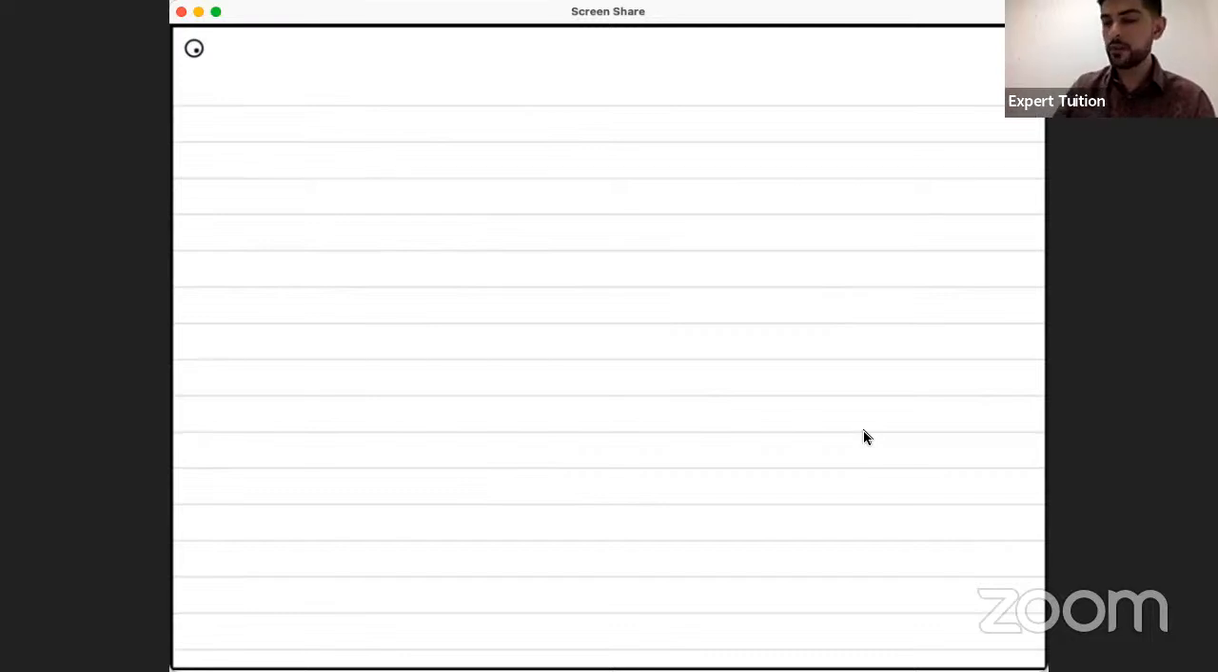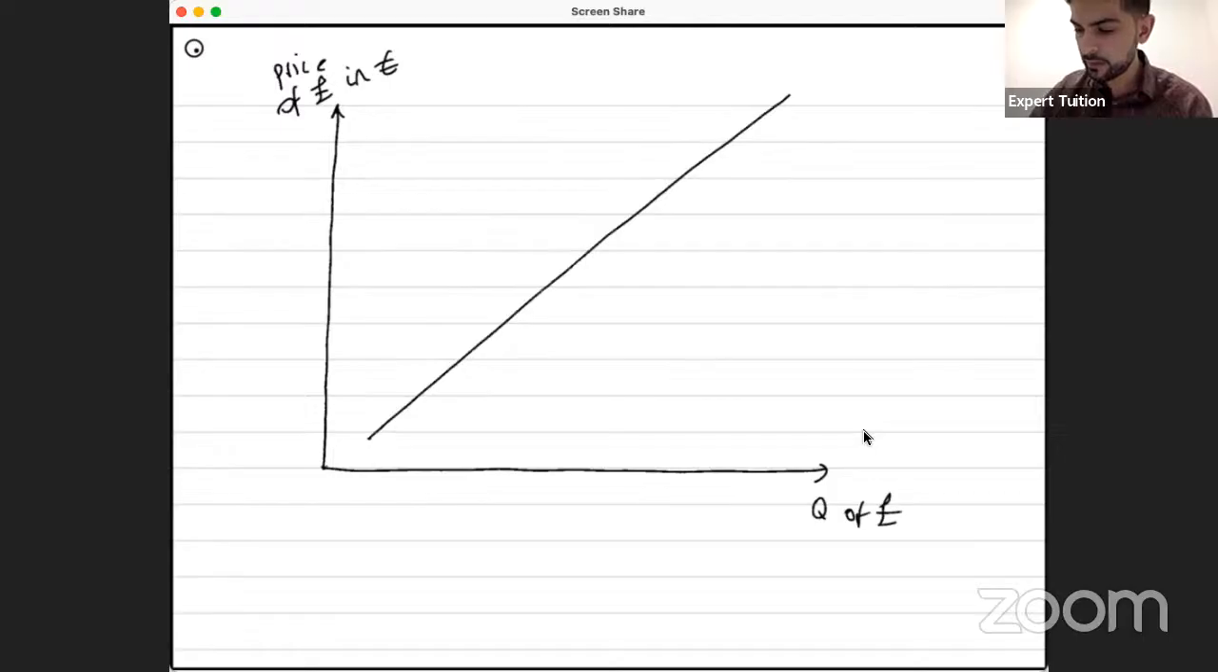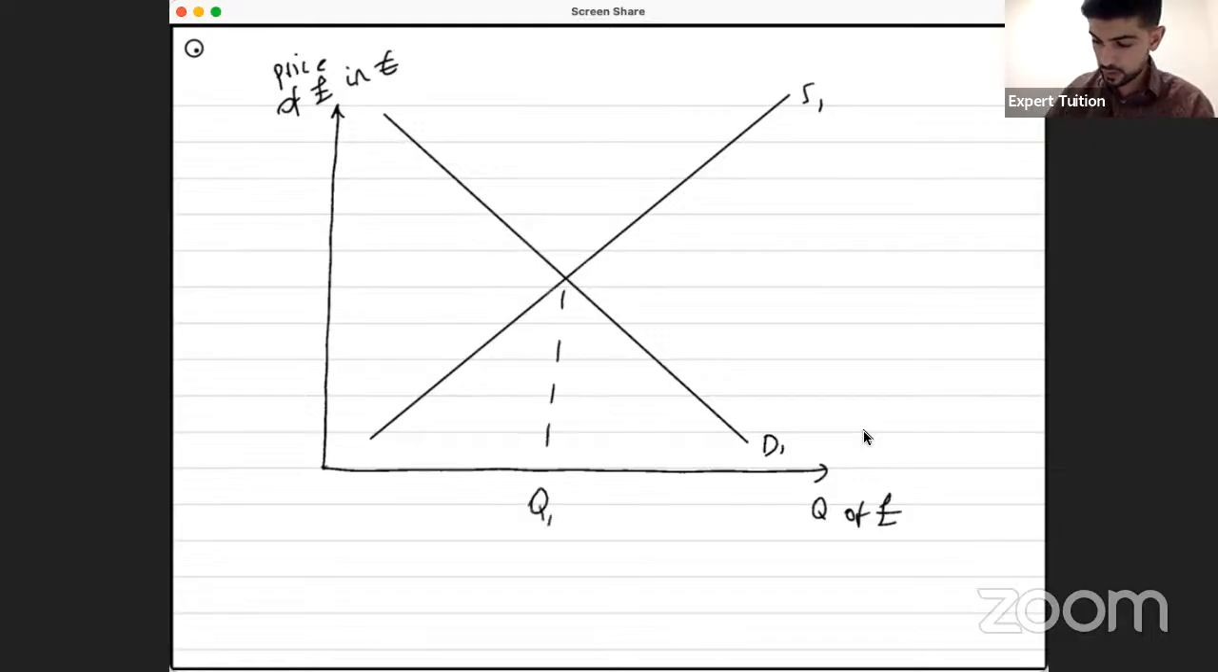Let's start with the following. Let's say the pound is in a floating exchange rate, meaning that it's just pure supply and demand. The government or central bank don't intervene to manipulate the pound, yeah? So what we're going to have on the axes is as follows. We're going to have on the y-axis the price of pounds in any currency. So let's say price of pounds in, let's say, euros, okay? And on the x-axis, we have the quantity of pounds. And this is the supply curve, S1. This is the demand curve, D1. And this is Q1, P1.